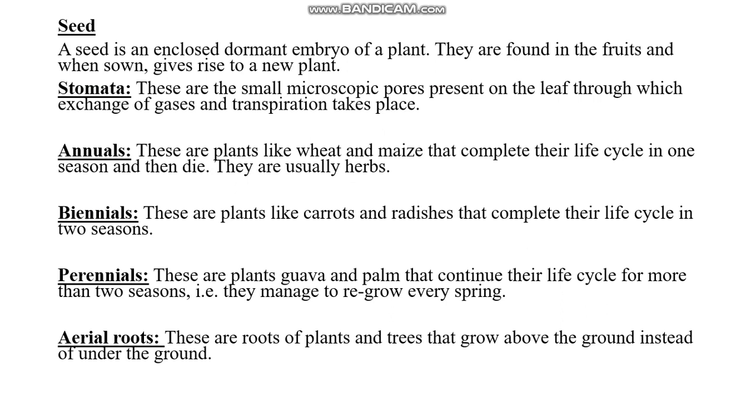Biennials have a life cycle of 2 seasons. They are like carrots, radish. And perennials are plants like guava and palm, which continue their life cycle for more than 2 seasons. Then aerial roots. These are roots of plants and trees that grow above the ground. You can see in banyan trees the roots at the top. So these are the different definitions. When you go for higher classes, you will study in detail about this.